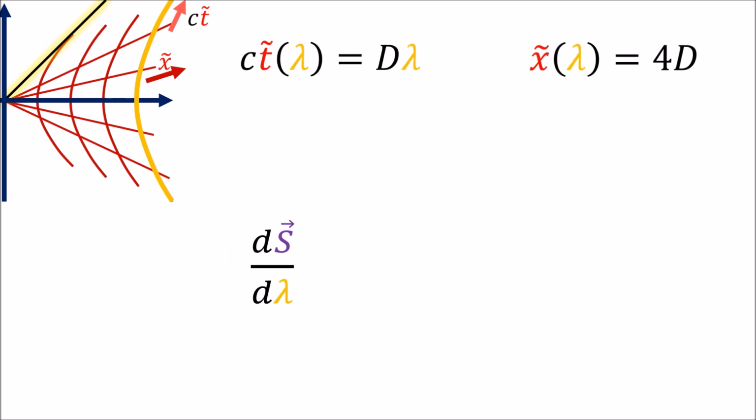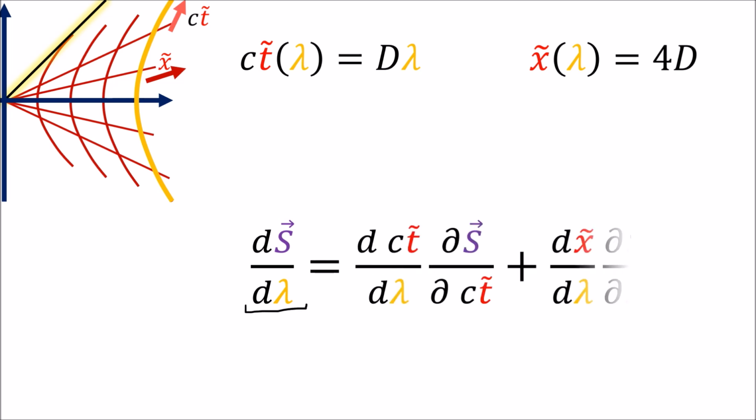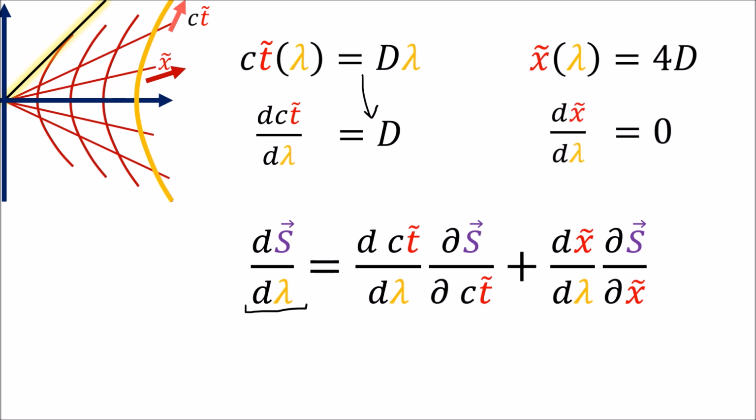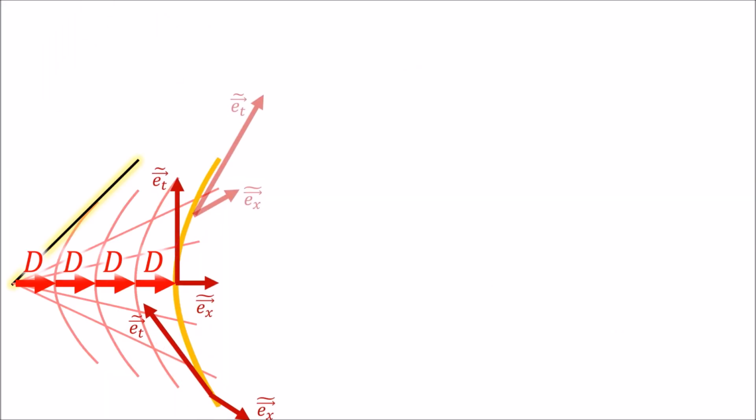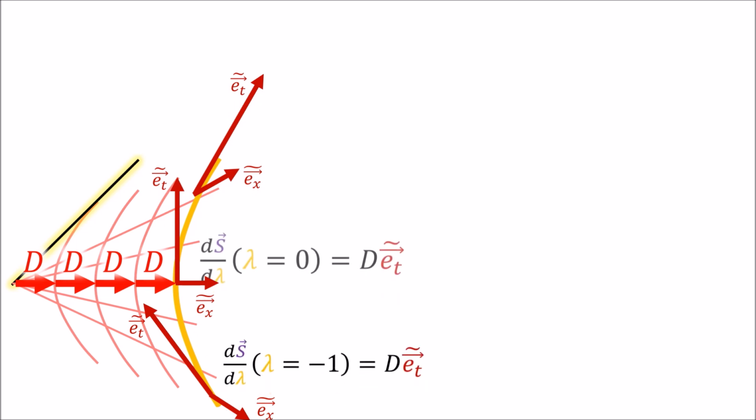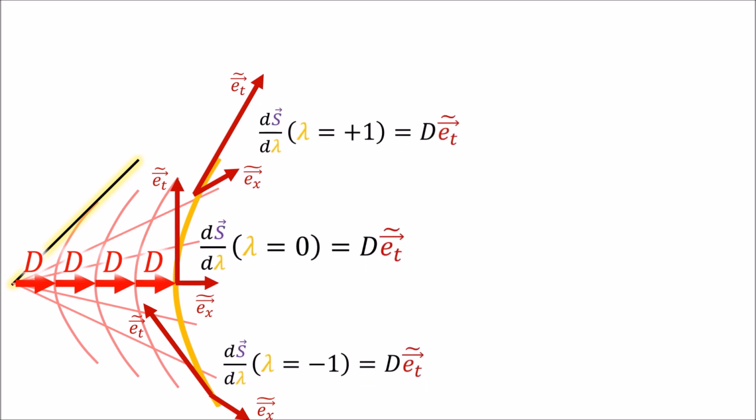Again, we need the tangent vector ds by d lambda, which equals this multivariable chain rule expansion. dct by d lambda is just d, and since x tilde is a constant, its derivative with respect to lambda is 0. Plugging these in, we get that the tangent vector is just d times e_t tilde, with no x component. Since e_t tilde is always tangent to this hyperbolic curve, it makes sense that the tangent vector ds by d lambda is just a scalar multiple of e_t tilde.